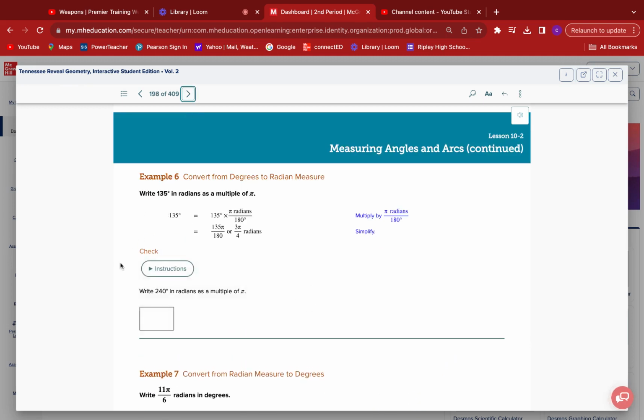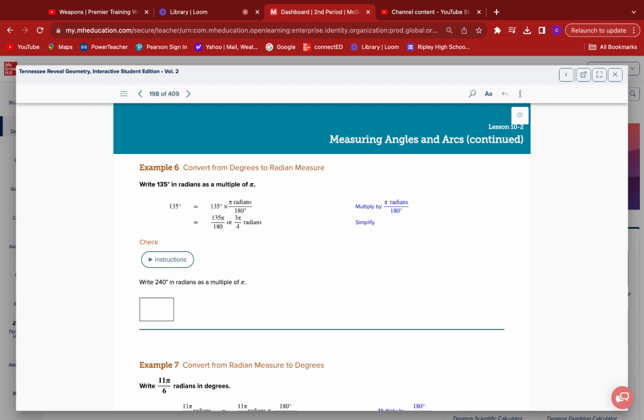All right, example number 6. Okay, good. They actually teach this. All right, convert from degrees to radians. Okay, so you need to know the formula. The formula for degrees to radians is pi over 180. So basically, you just take your angle and divide by 180 and stick a pi with it. It's super easy. So 135 over 180. And of course, you're going to get 3/4 on your calculator. Stick a pi with that. Boom, you got your answer.